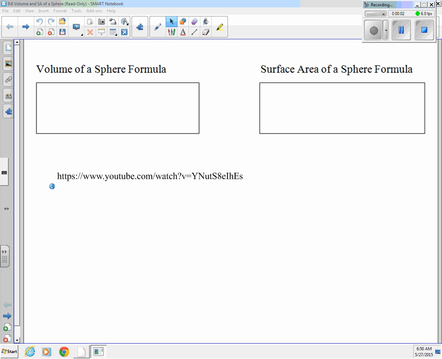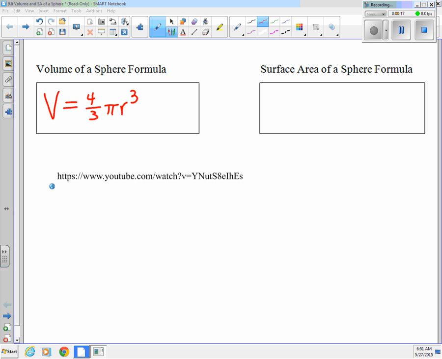Okay, this is a video lesson for the volume and the surface area of a sphere formula. In this video lesson, I'm going to give you the two formulas. The volume formula for a sphere is 4/3 pi r cubed, and the surface area for a sphere is 4 pi r squared. And those appear on your formula sheets.